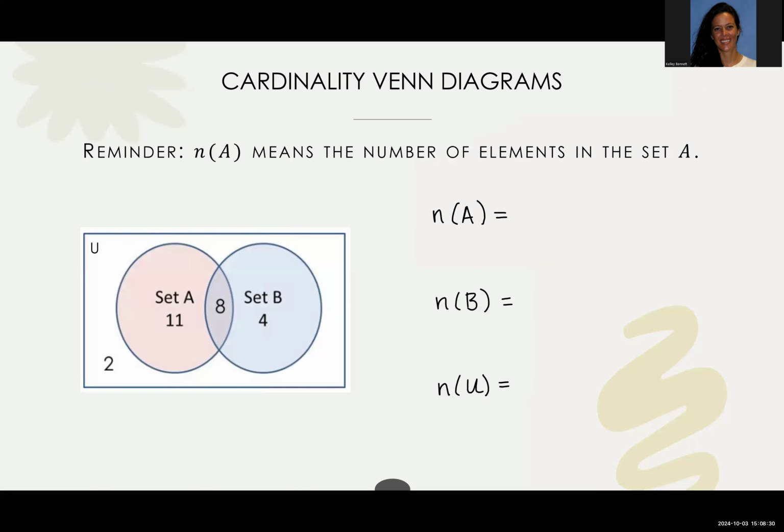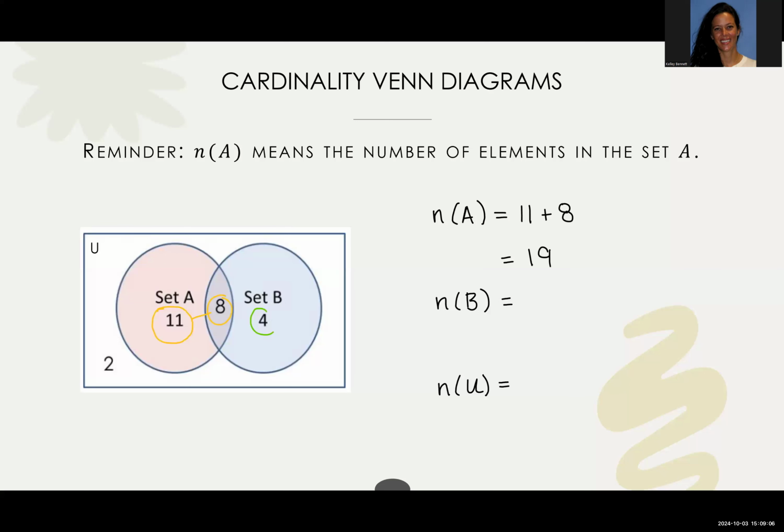So let's do some examples. Reminding us that little n of a set means the number of elements in that set. So I have the cardinality of A, the cardinality of B, and the cardinality of U. Let's begin with the cardinality of A. A has two regions. It has the part that's A by itself, but also the part where A is intersecting with set B. And so I need to add those two values up, 11 plus 8. And so the cardinality of set A is 19.